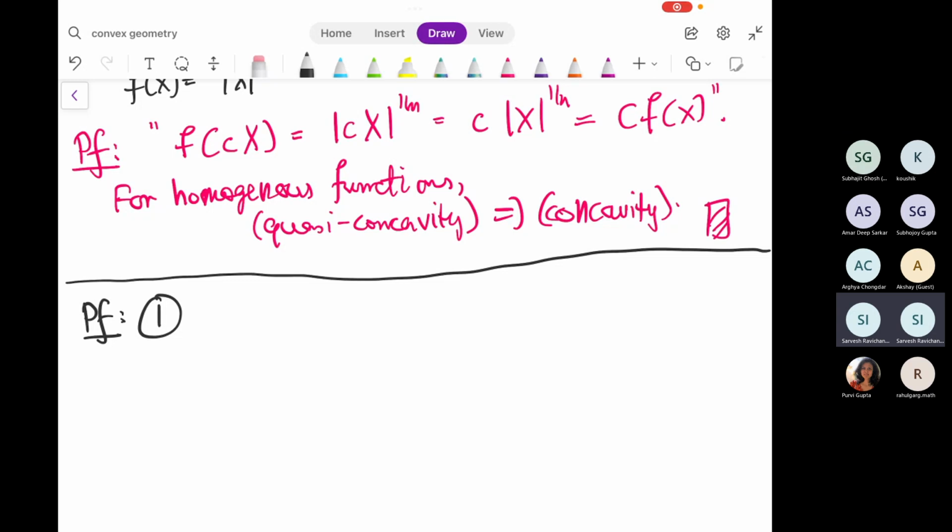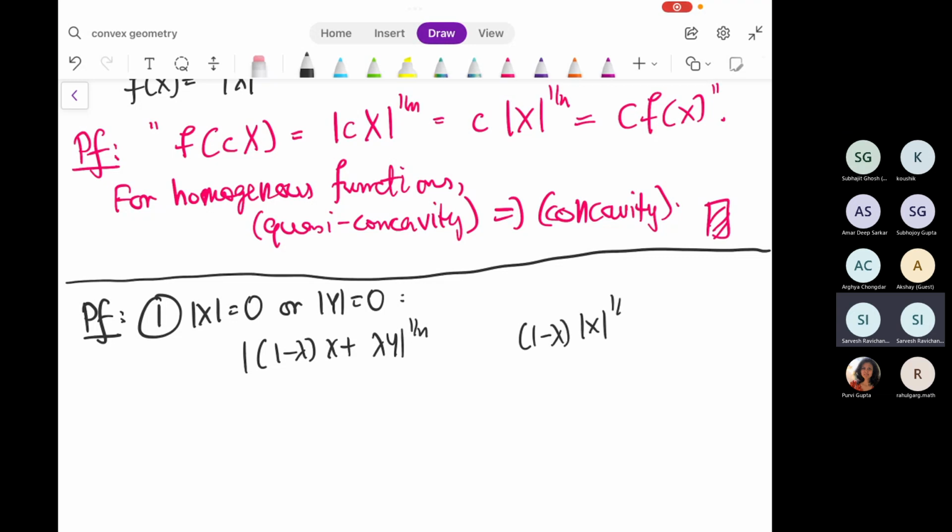The first observation that we start with is that if the Lebesgue measure of one of the sets, if the Lebesgue measure of x is 0 or the Lebesgue measure of y is 0, then what happens? Then you see what we have is (1 minus lambda x plus lambda y) to the 1 by n on one side. And what we have on the other side is (1 minus lambda) Lebesgue measure of x to the 1 by n plus lambda Lebesgue measure of y to the 1 by n, right? Or this is one way to think about it. Perhaps this is not the best way to think about it. The better way to think about it would be to think about statement B, perhaps.